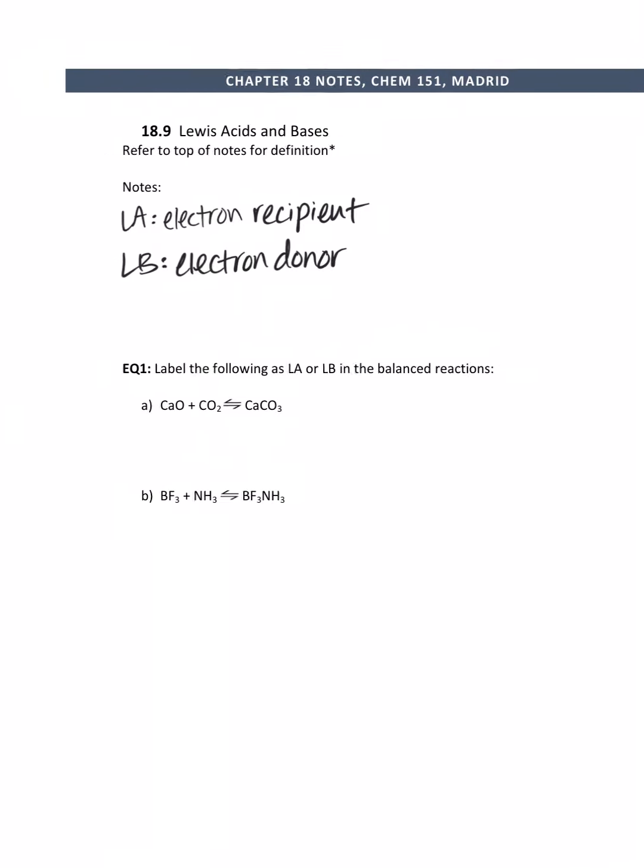Last we're going to look at Lewis acids and bases. Remember, at the very top of the notes for chapter 18, a Lewis acid is an electron recipient, and a Lewis base is an electron donor. That's what we're using to identify A and B in example question 1. I want to label the reactants as Lewis acid or Lewis base.